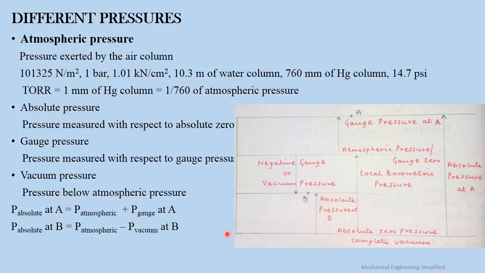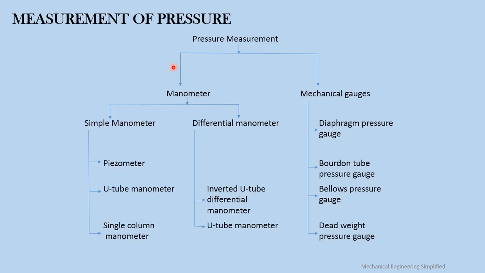These are very important relations. Please always make a note of them: the absolute pressure at A and at B, where one is above the atmosphere and one is below the atmosphere, can be calculated in the same way for any point specified in any problem or question. Okay. Then we have the measurement of pressure.